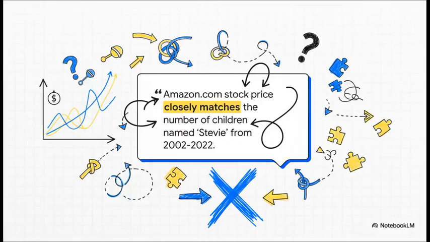This slide is a brilliant illustration of one of the biggest traps. This quote is a classic example of what's called data dredging, or finding meaningless patterns. Just because Amazon's stock price seems to move in sync with the number of babies named Stevie doesn't mean one causes the other. It's a critical lesson for anyone working with data. Correlation does not equal causation.